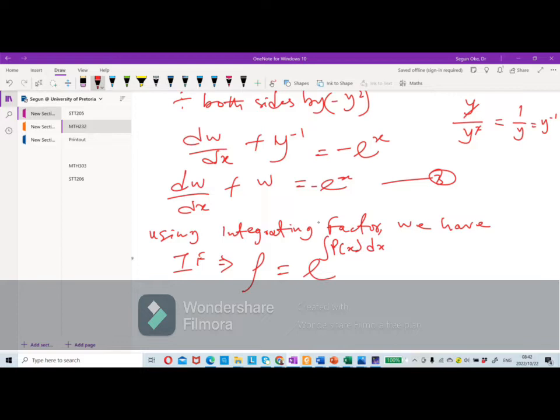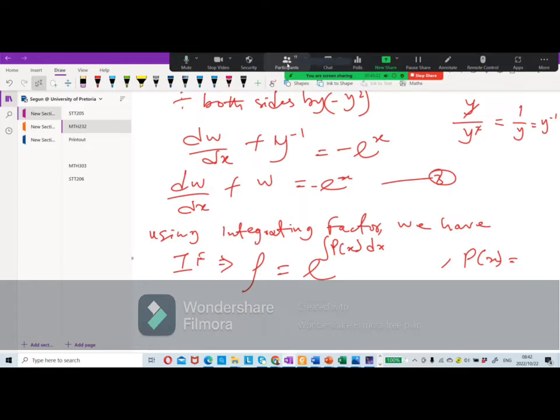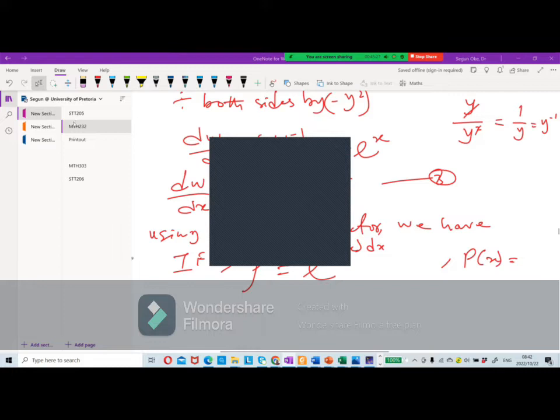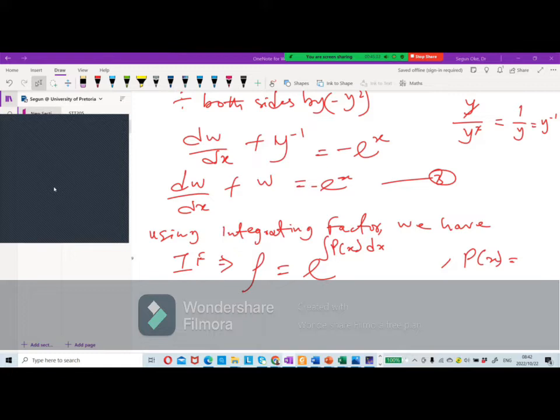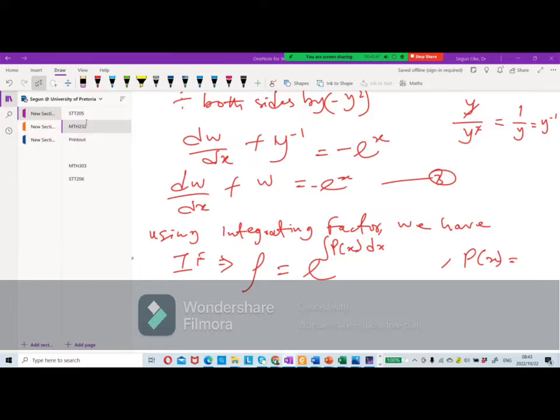We know our P. What is P of x in equation 3? 1? Really? Who else? Our P of x from equation 3 is what? Do we all agree it is 1? Someone said negative 1. Where is negative 1 there? How do you get your minus e to the power x? It is plus 1 actually. That's why it's not negative 1.